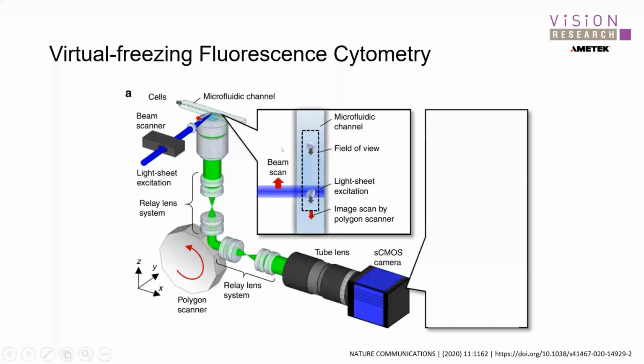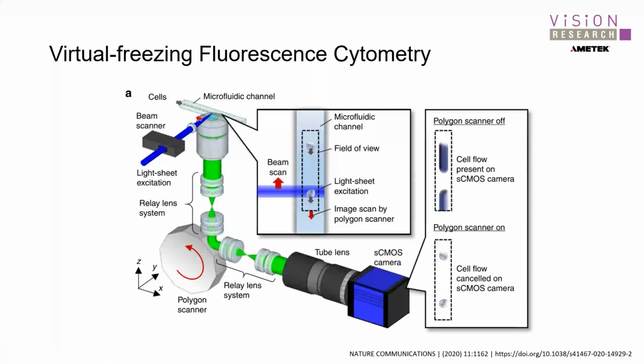Okay, and they basically scan a beam across there. All right, so if you did this without the scanner on, you'd get exactly what you saw previously, where you have this pretty dramatic motion blur. However, when you start to rotate the polygon scanner, it will move the field of view in such a manner that the cells are frozen for a short period of time, even though they're moving at high speeds. Okay, so this is projected onto the sensor face.